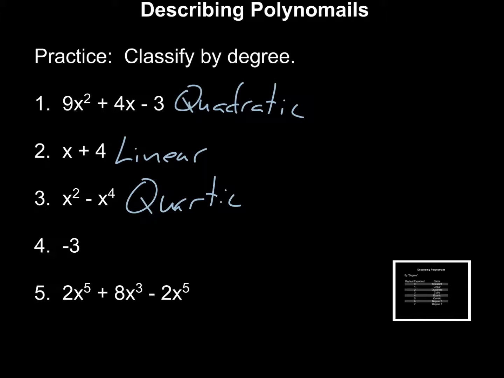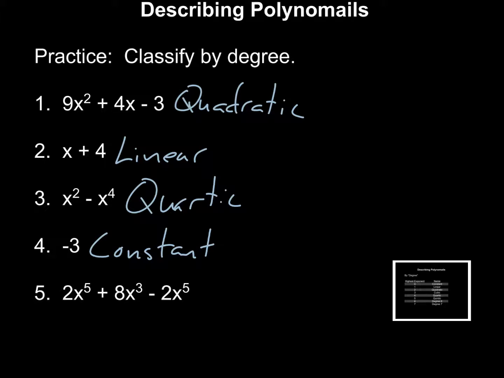Number 4, -3. What is the degree of this one? Yeah, it's 0. If the x is gone, then our degree must be 0. And if we went back to our table, we would see that that means that it is called a constant. And the reason why it's named a constant is because since there's no x, no matter what you might claim x is, the answer is still going to just be a constant answer of -3.